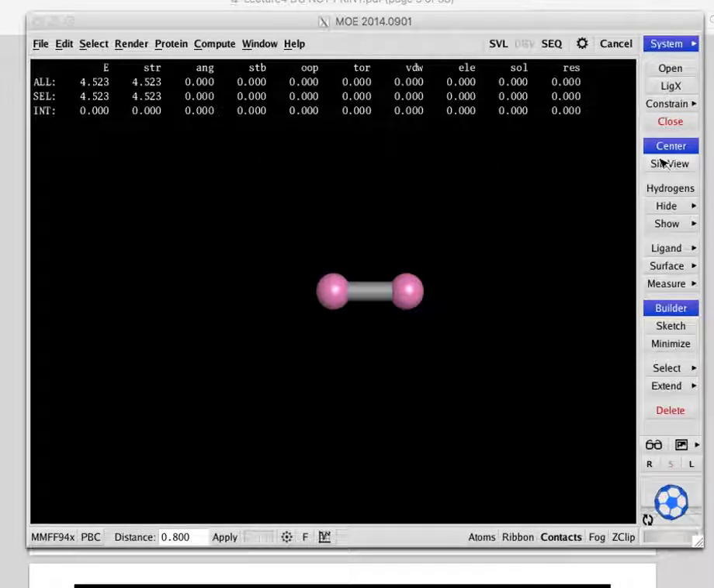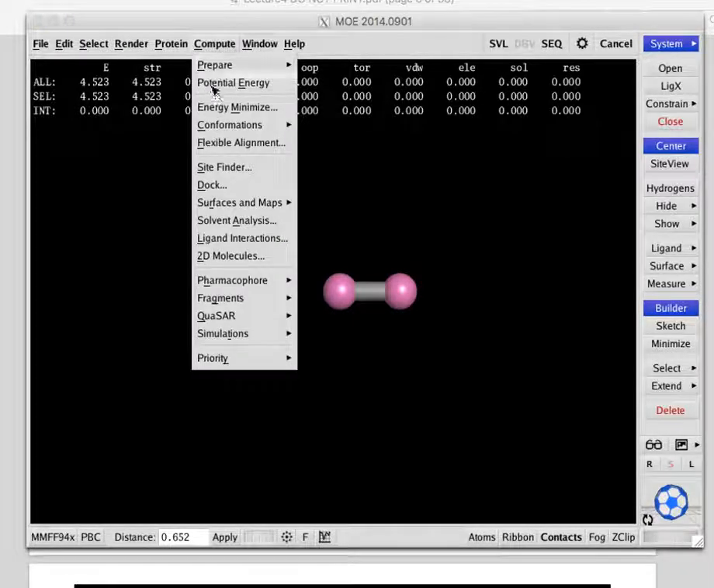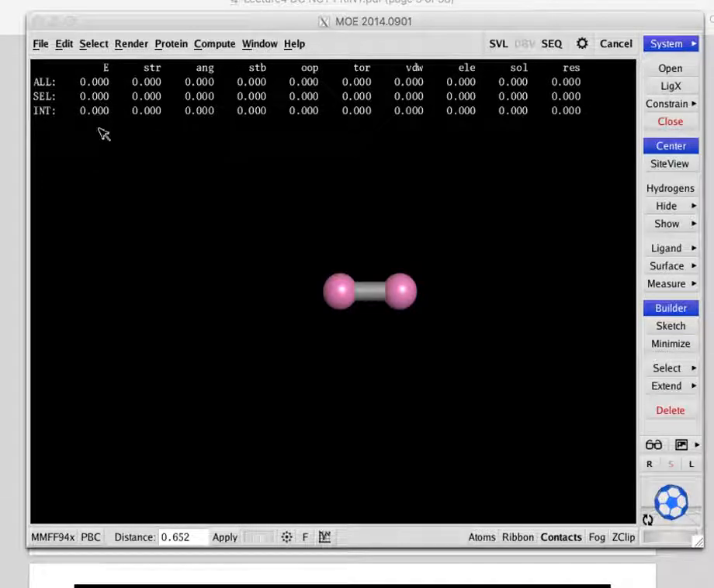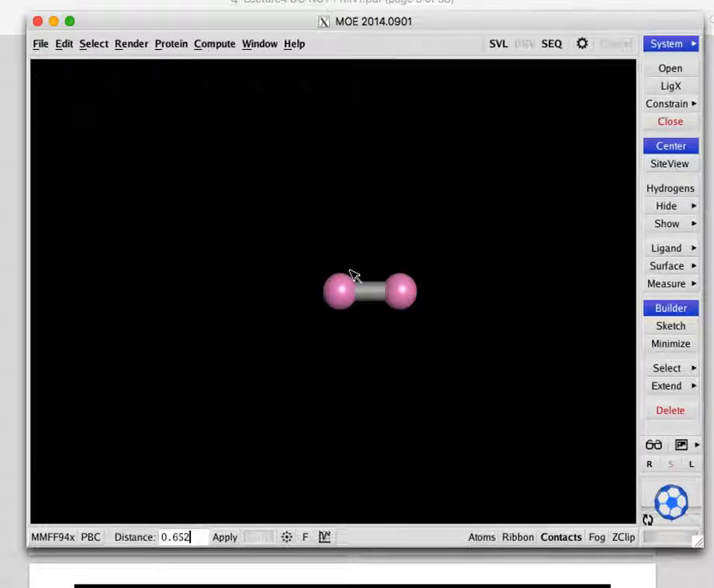Okay, let's minimize this molecule. Minimize. And then let's compute the potential energy. So the potential energy is now 0, which means that there is an optimum bond length, which is 0.652, and if I stretch this length beyond that optimum distance, the energy increases. So when I did a stretching here, the energy increased.